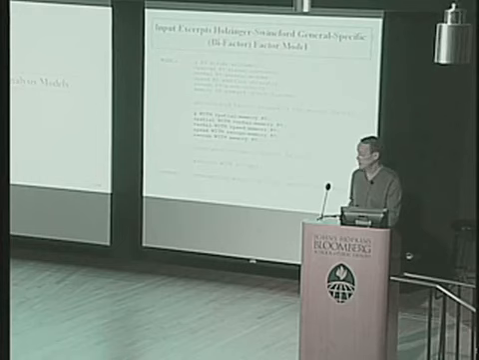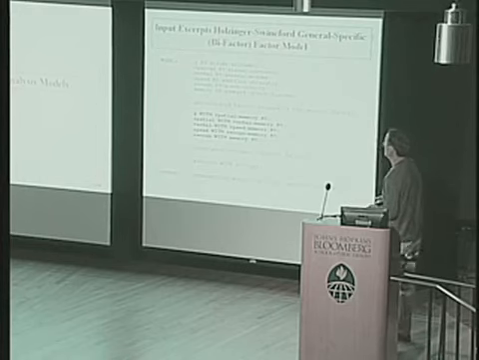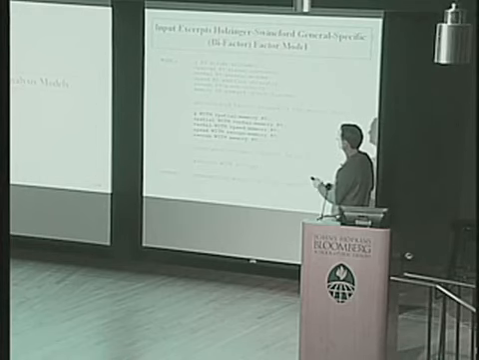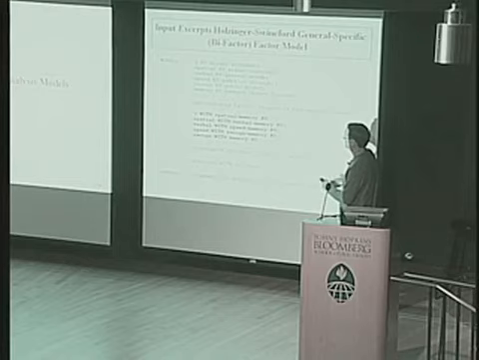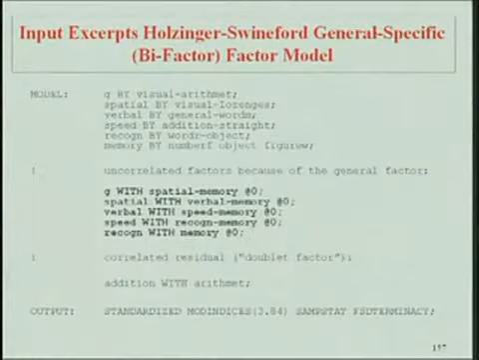Here's the input in Mplus, just to familiarize you with the input in bold. G with spatial through memory, those covariance statements are fixed at 0, that is the orthogonality. And among the specific factors, all the combinations, all those covariances or correlations, are also fixed at 0.